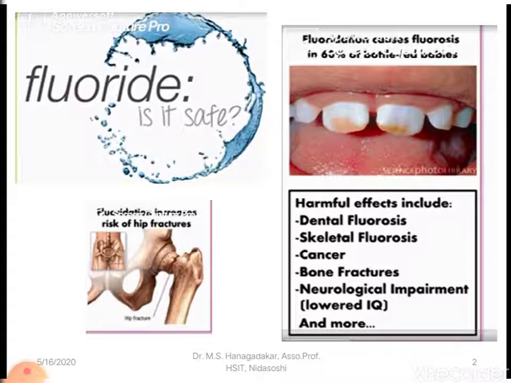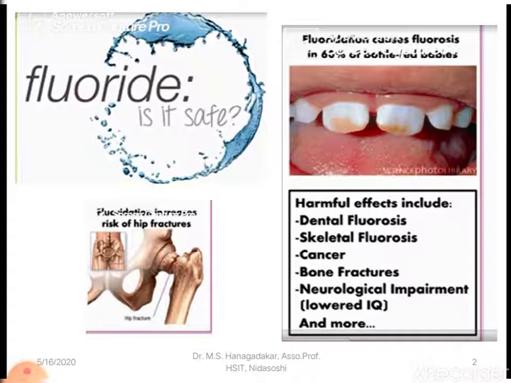As you know, water contains many dissolved salts, as we discussed in the impurities in water. Because of its high solubility power, water gets different properties. Hence, some of the salts are essential for the growth of human beings, and some of the salts cause harmful effects to human beings.